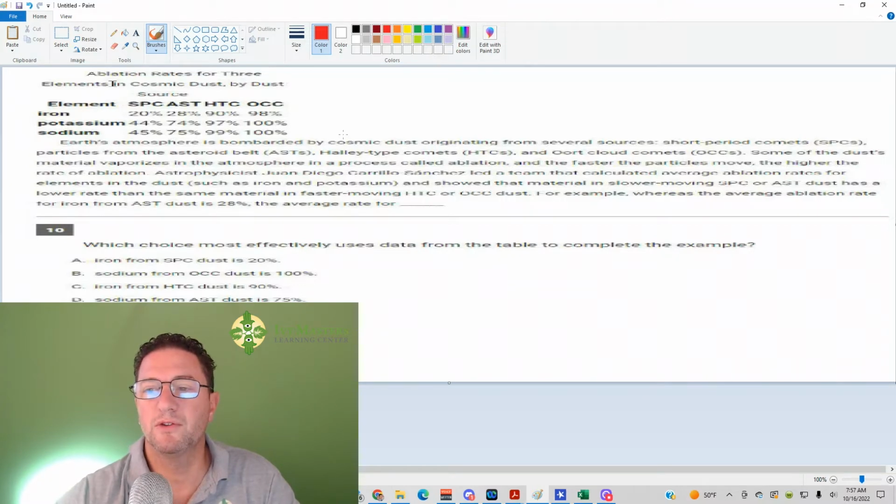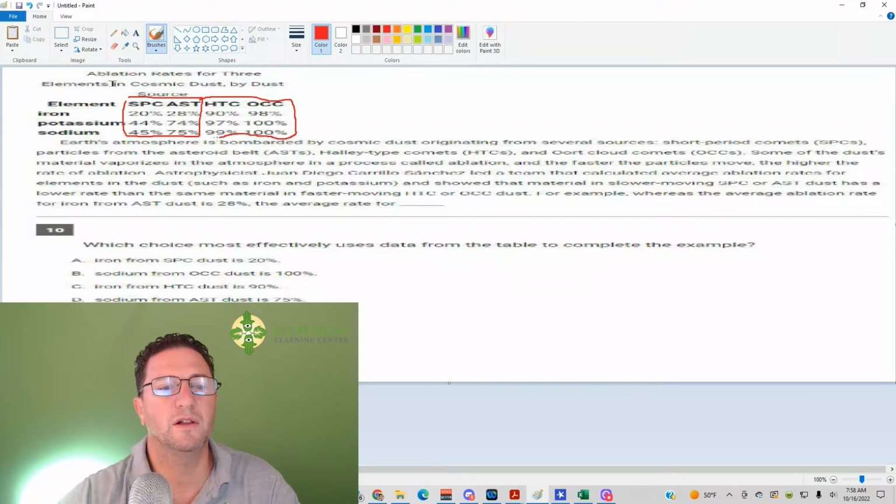And the faster the particles move, the higher the ablation rate of elements of dust, such as iron and potassium, and show that material in slower moving SPC or AST dust has a lower rate than the same material in faster moving HTC or OCC dust. Okay, so we also know from that which types of comets move slow and which move faster. And after you read that sentence, you could check it out. Hey, let's check out SPC, AST. Look, those percentages are all lower than HTC, OCC.